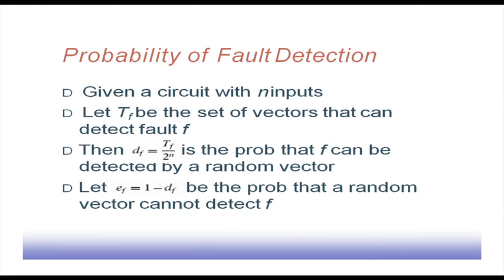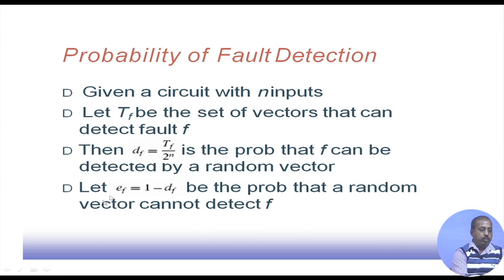Now, the probability of fault detection. Given a circuit with n inputs, if Tf is the set of vectors that can detect fault f, then Df is Tf upon 2 power n, the probability that f can be detected by a random vector. If f is detectable, then out of these 2 power n vectors, at least one vector will be able to detect it. The detection probability Df is defined as Tf by 2 power n, and naturally Ef is 1 minus Df, the probability that a random vector cannot detect f.